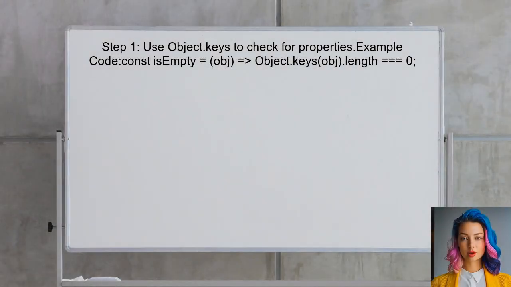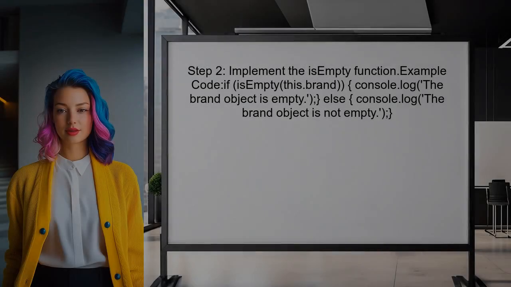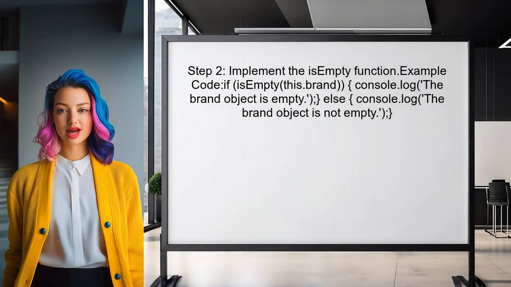To check if an object is empty in TypeScript, the user can start by using the built-in Object.keys method. This method returns an array of a given object's own enumerable property names. Next, the user should implement this function to check if their specific object, in this case the brand object, is empty. They can call this function and log the result.